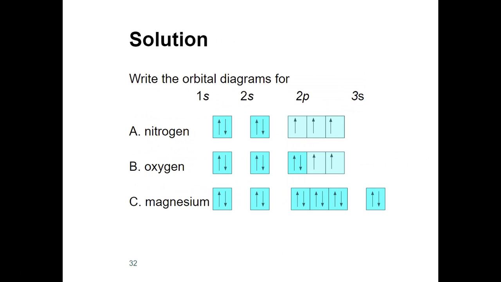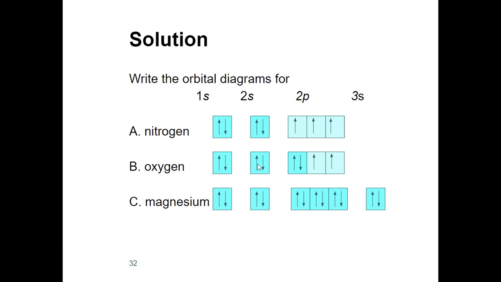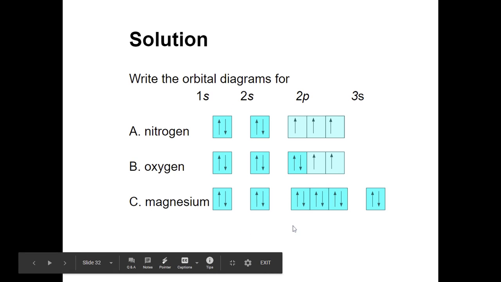So nitrogen, that's the orbital diagram. This is how it looks. It really helps if you have this on top so that it can guide you. Okay, oxygen, this is how it looks. And magnesium, this is how it looks. So you have a 3s here at the end.